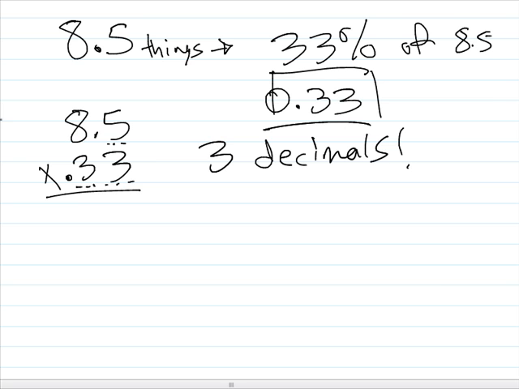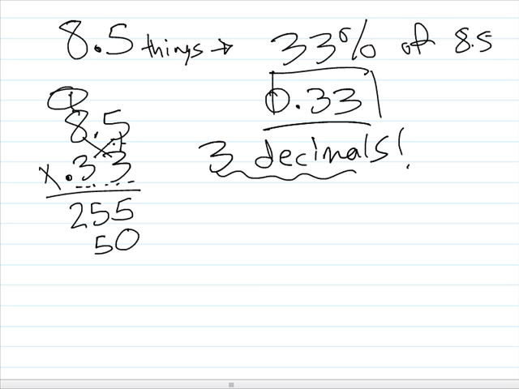Let's solve it using our long multiplication and see how we do. So 3 times 5 is 15. Carry the 1. 3 times 8 is 24. Adding the 1 is 25. I'm ignoring the decimals till the end. Put my placeholder 0. 3 times 5 is 15. Carry the 1. 3 times 8 is 24. Plus the 1 is 25. And we get 5. 5 plus 5 is 10. Carry the 1. 1 plus 2 is 3. Plus 5 is 8. And then 2.